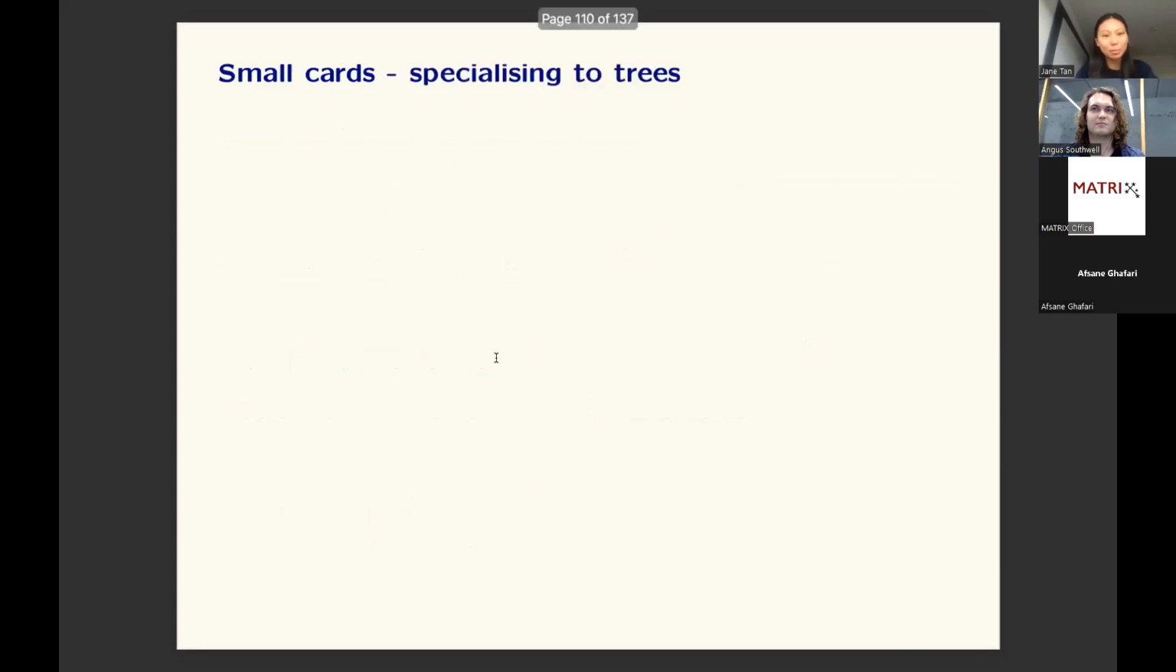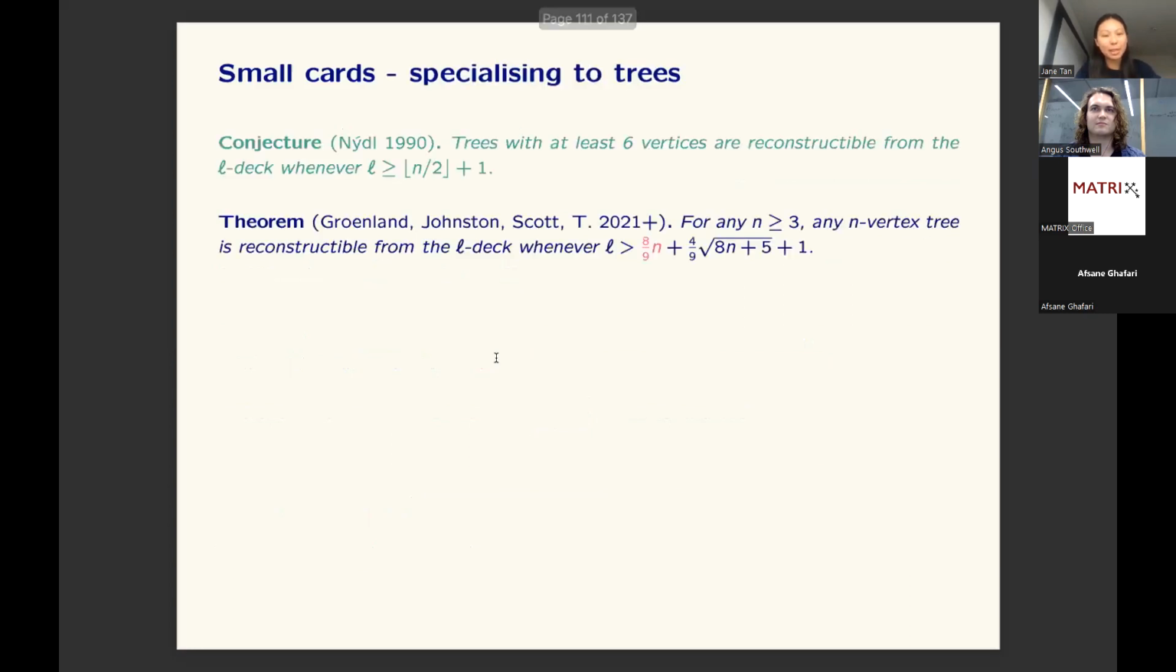trees a little bit. So if we specialize to trees, there's a conjecture of Nydl from 1990, which is that trees with at least 6 vertices are reconstructible from the L-deck whenever L is at least n/2 plus 1, so roughly n/2. That's quite a bold conjecture, given that all the results we've seen, especially pre-1990, are just for the n-1 deck or something like that. But there are examples that would make this tight.